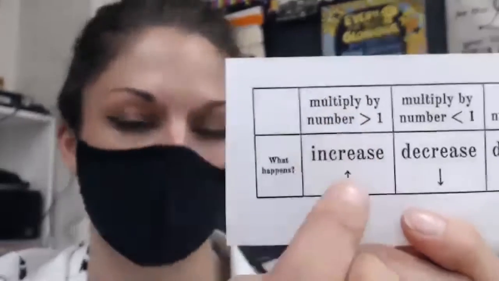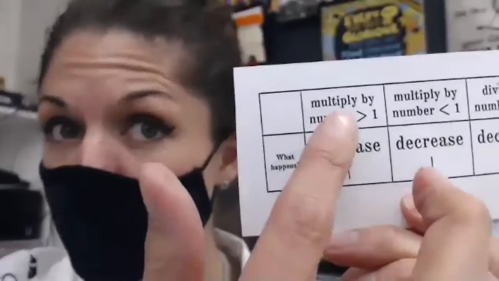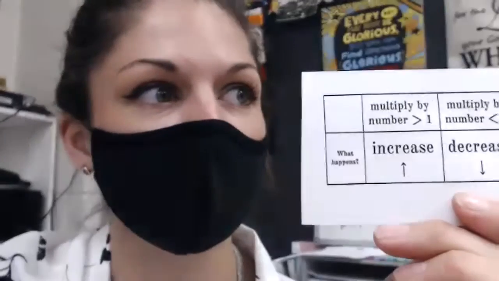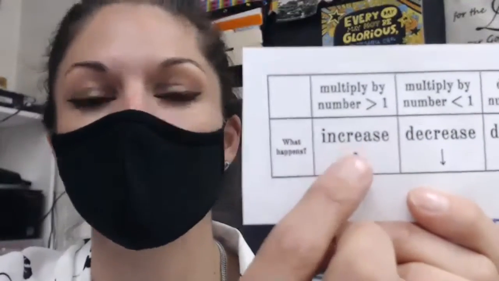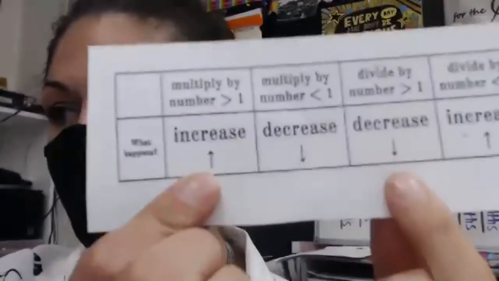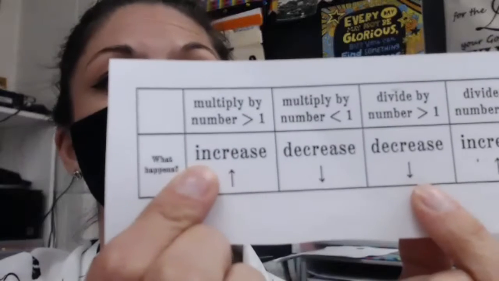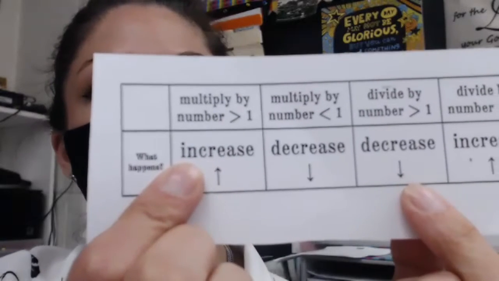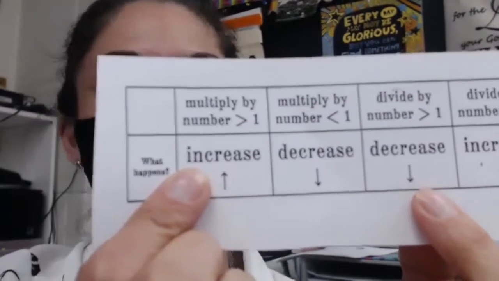Let's try an example. Let's say I have a 5 and I multiply it times a number greater than 1. How about 5? What happens to the 5? 5 times 5 becomes 25, and it increases, right? So a number gets bigger when you multiply it times something greater than 1. Look at dividing by something greater than 1 though. What happens when you divide by something greater than 1? What happens when you take, let's say, 30 and you divide it by 5? What happens to 30?